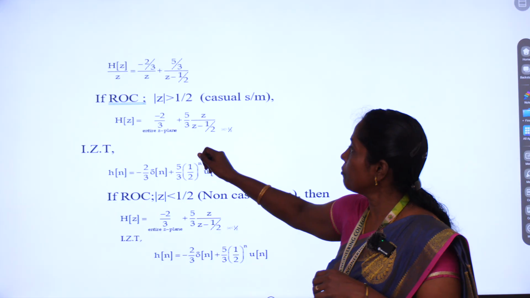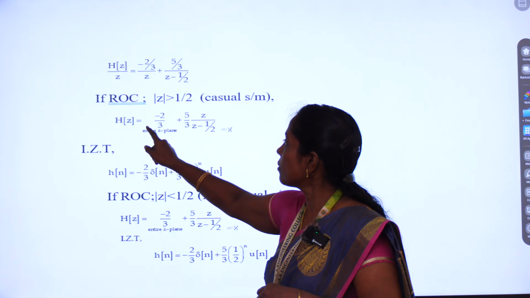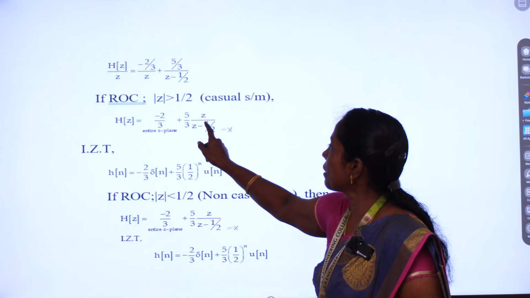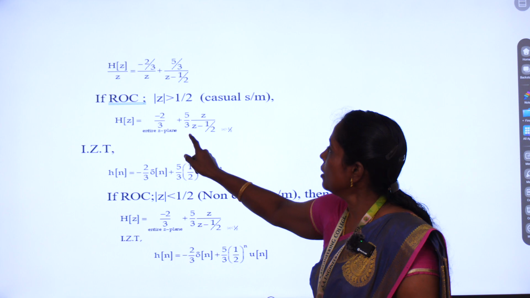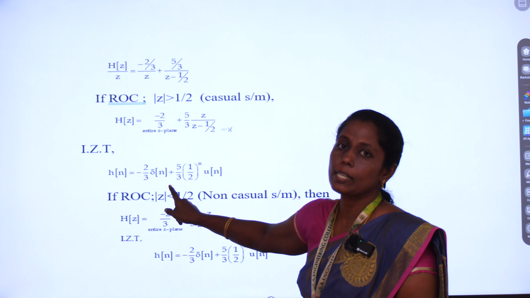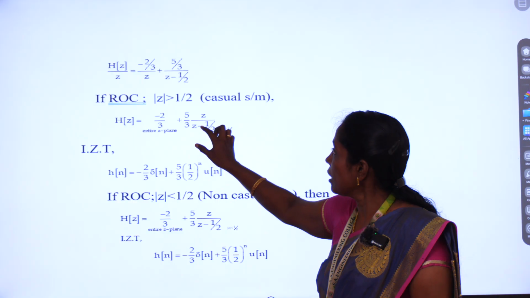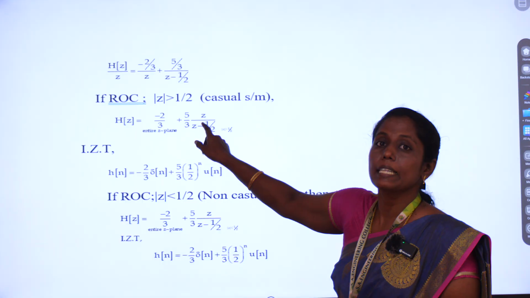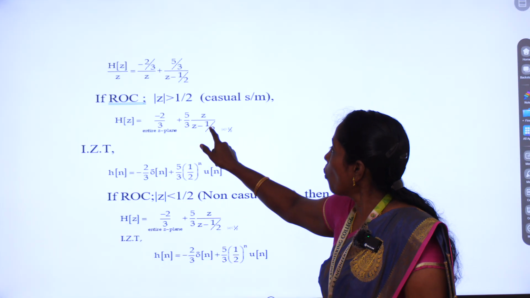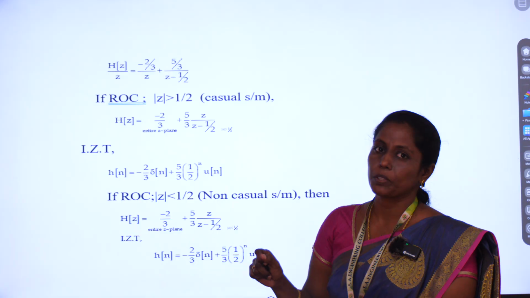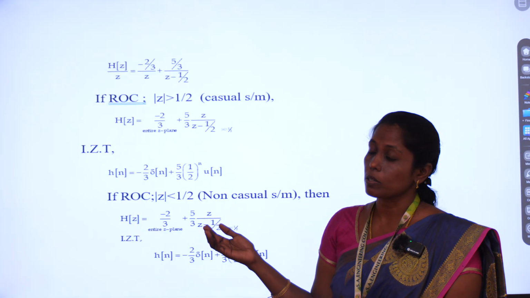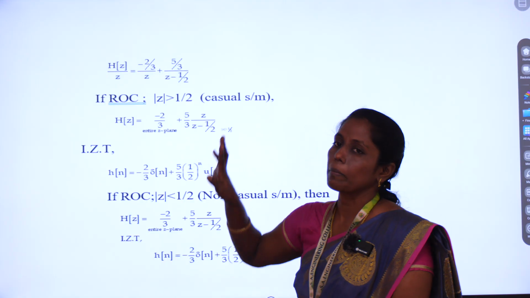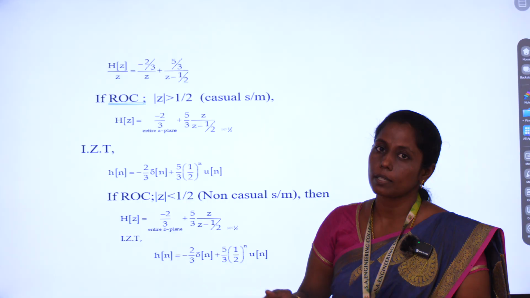The inverse Z transform for this equation, H of Z is equal to minus 2 by 3 plus 5 by 3 into Z divided by Z minus 1 by 2, is minus 2 by 3 into delta n plus 5 by 3 times the inverse transform of Z divided by Z minus 1 by 2. If you apply the inverse Z transform, what will you get? 1 by 2 power n into u of n. So this is the impulse response if the region of convergence is modulus Z greater than 1 by 2. So for the first case, we have found the impulse response.